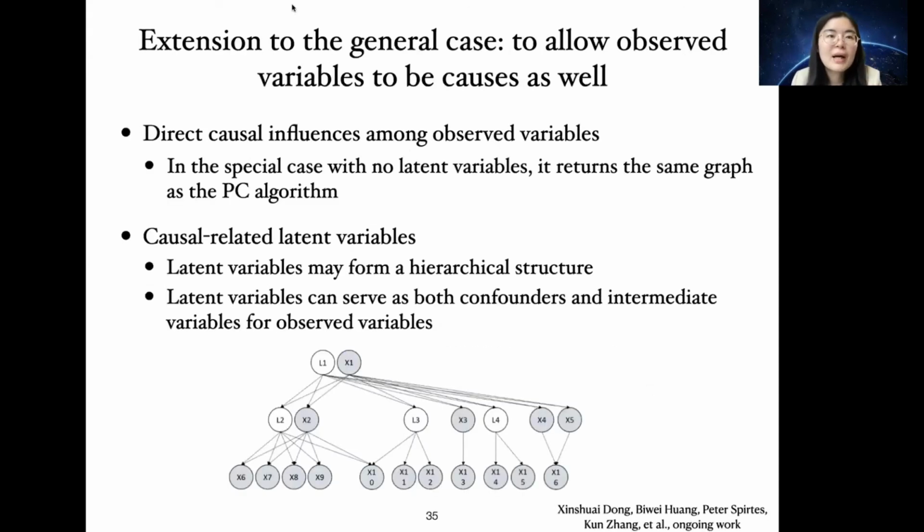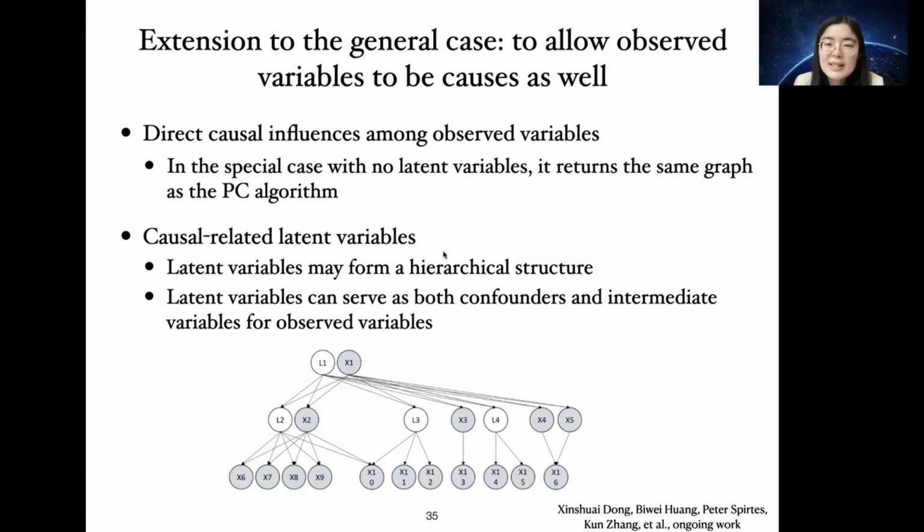Now we recently have an extension to a more general case, where we further allow observed variables to be causes as well. This is our ongoing work done by Xingshuai, Kun Zhang, and many others. In the previous work, we only allowed direct causal influences among latent variables, right? We don't allow direct influences among the observed variables.